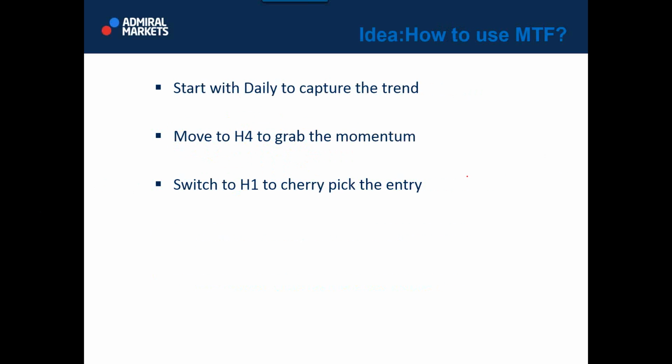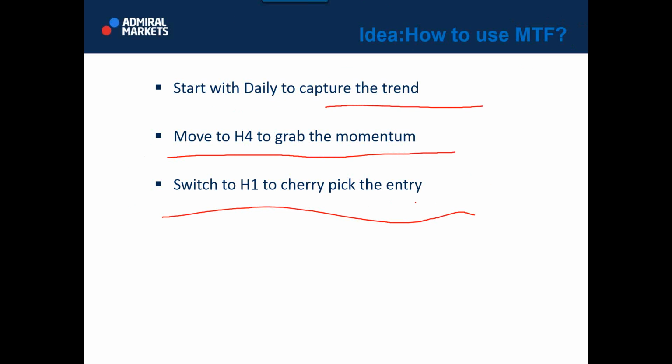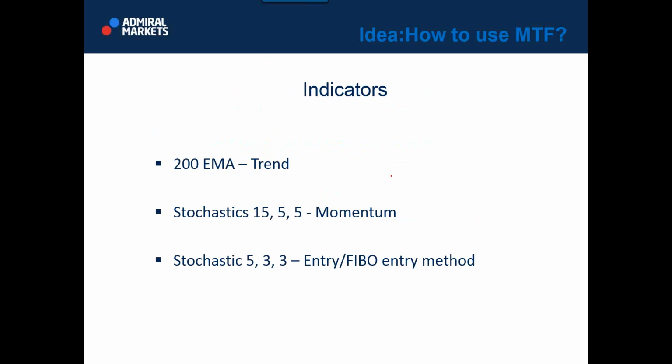Now I will show you a few ideas how to use multiple time frames. I'm not saying that what I will be showing you is the system or how you should do it, but this is definitely what you should be paying attention to and concentrating on if you want to experiment with this knowledge. Okay? Start with daily to capture the trend, move to 4 hour to grab the momentum, switch to 1 hour to cherry pick the entry. Or you can start with 4 hour to capture the trend, move to 1 hour to grab the momentum, switch to M15 to cherry pick the entry.